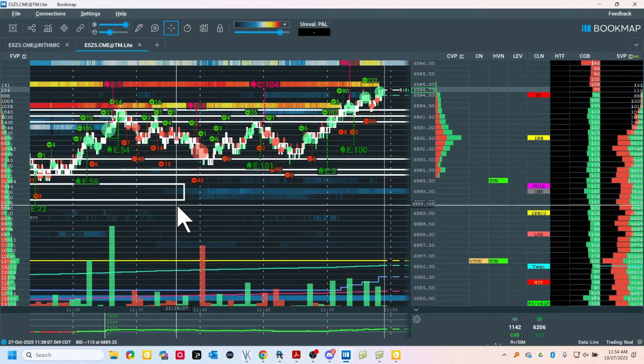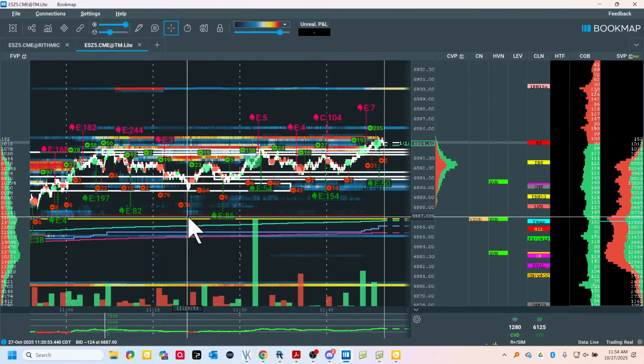And then there's no target up here. The only thing we got up here is a measured move, which would be this, and it's a strike price at 6,900 even. This would be the area if you were long. That's it.